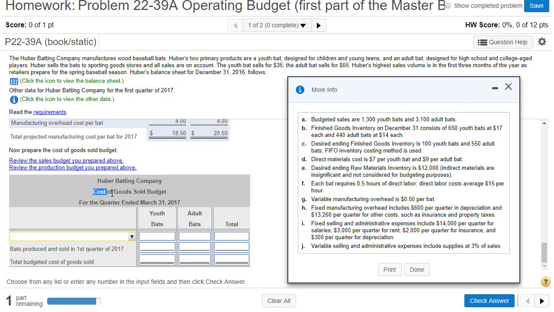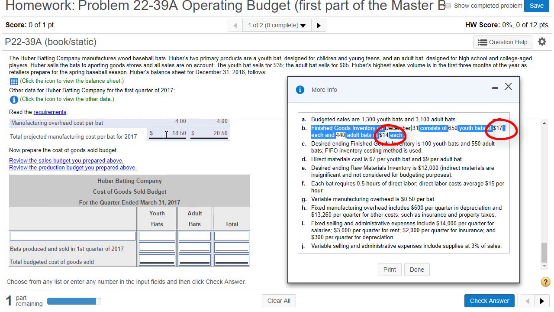So now we're going to finish the cost of goods sold budget. Remember, the cost of goods sold is just that. It's the cost of the bats that we sold. The part that's going to make this a little bit complicated is that we've got some bats from the previous quarter that are in our beginning inventory, and they cost 17 bucks each to make for the youth bats and 14 bucks each to make for the adult bats.